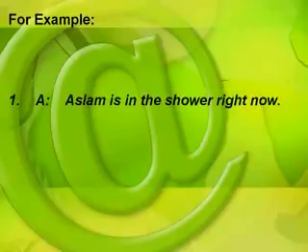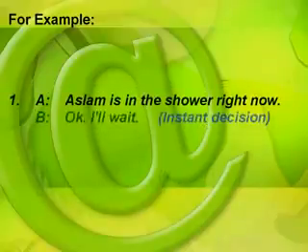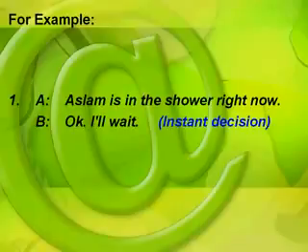For example, A: Aslam is in the shower right now. B: Okay, I'll wait. An instant decision. So A says that Aslam is in the shower right now, and B, when he hears that, decides to wait. So his decision of waiting is an instant decision at the time of speaking. Okay, so that is called an instant decision.